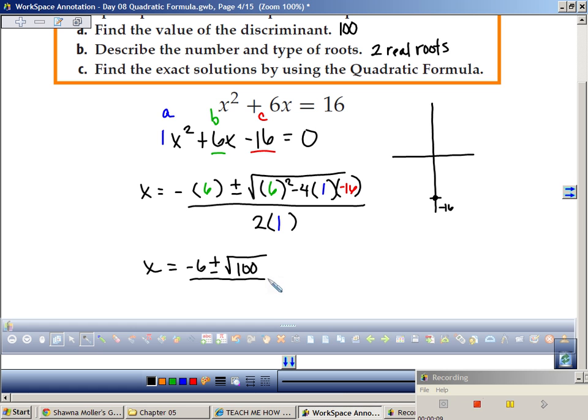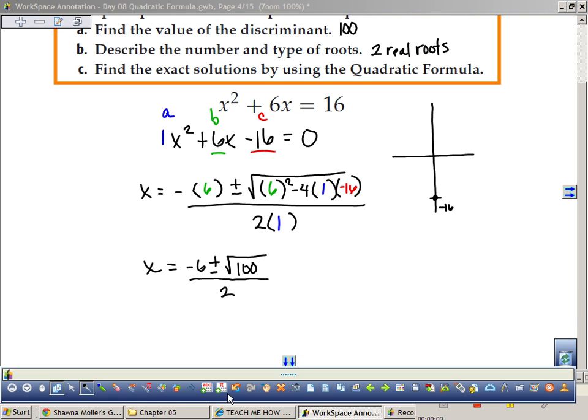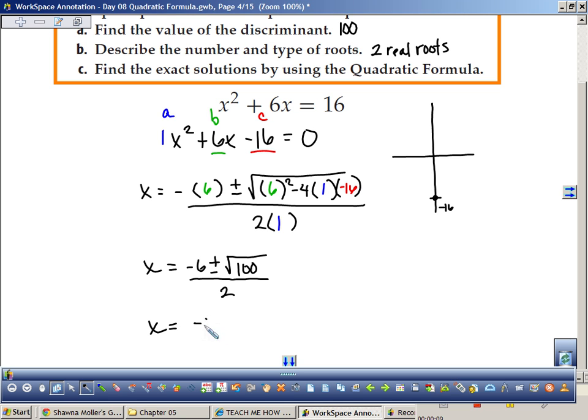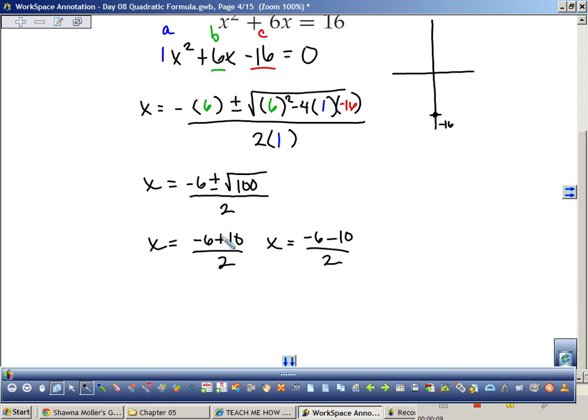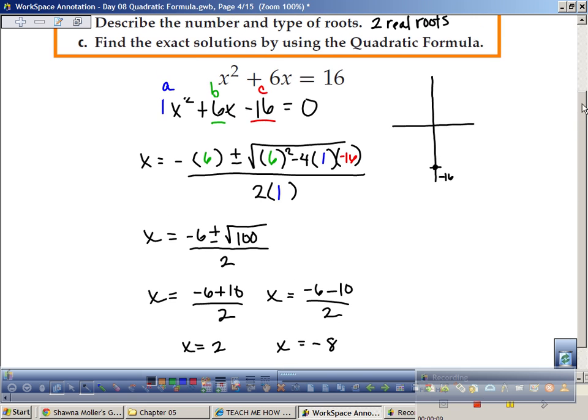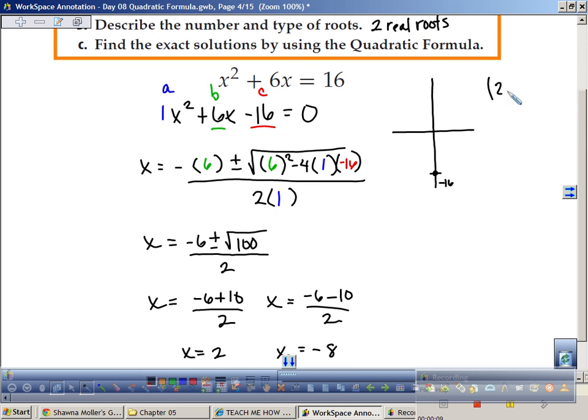Well, the square root of 100 is 10, all over 2. So let's evaluate this. x is equal to -6 plus 10 over 2, and x is equal to -6 minus 10 over 2. -6 plus 10 is 4. 4 over 2 is 2, and -8. So my roots are (2, 0) and (-8, 0). (2, 0) would be here. (-8, 0) would be somewhere over here. You don't have to graph it, but I'm just showing you what this would look like.